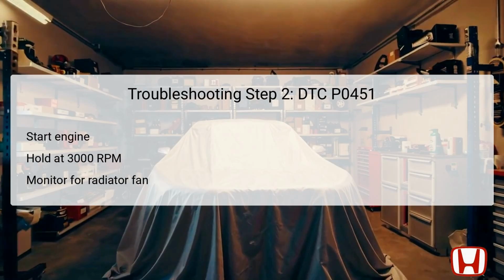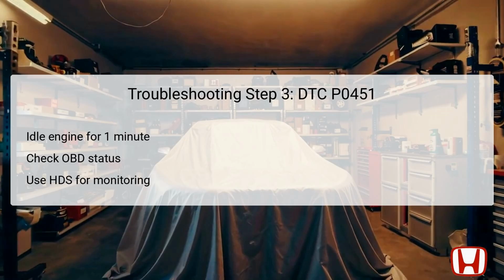The purpose of maintaining this RPM is to simulate an operating condition that can highlight issues with the FTP sensor circuit. While holding the engine speed, monitor the vehicle for when the radiator fan activates, which indicates that the engine has reached an appropriate operating temperature. This condition is essential as it can influence the pressure readings from the FTP sensor.